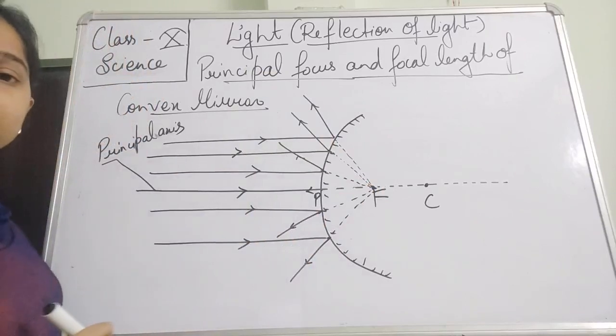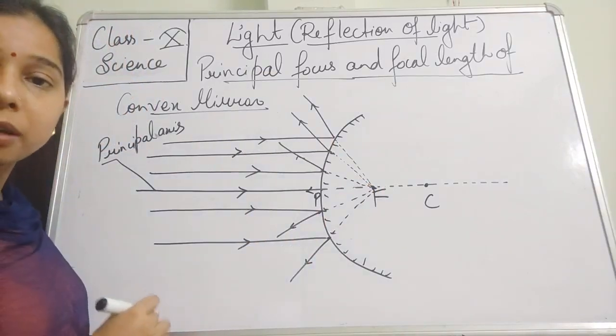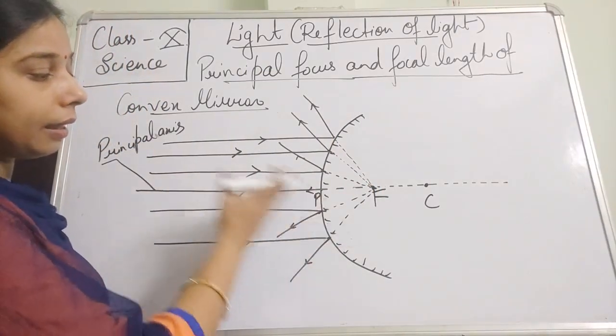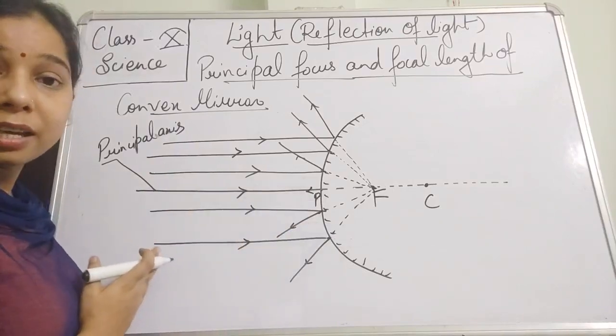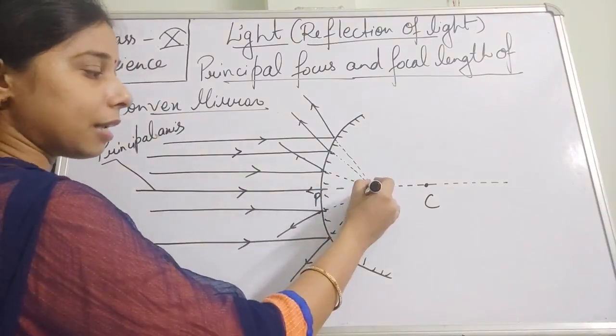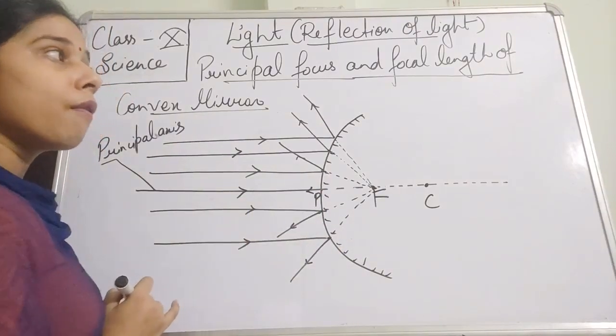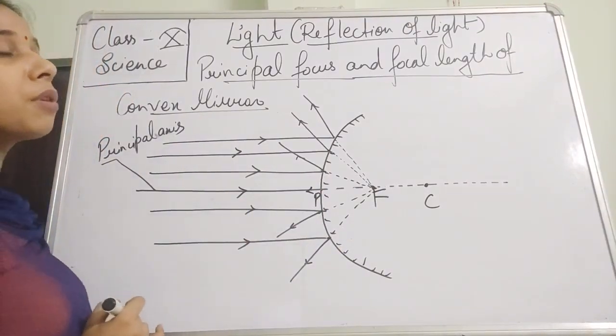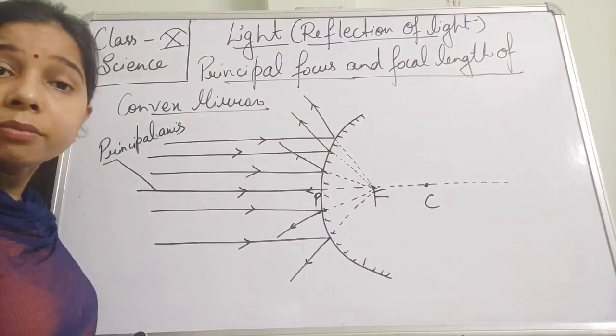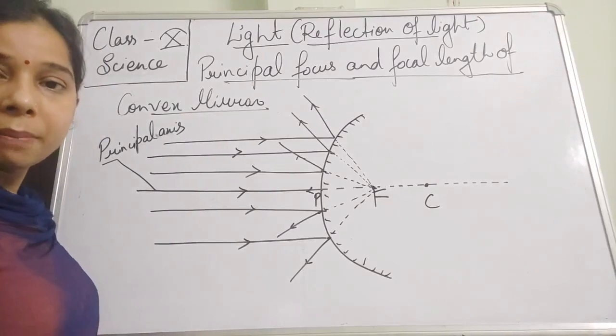So you can see here that the parallel beam of light which is coming gets diverged in different directions. Somewhere they would meet at a point on the principal axis and form a focus. So this is the principal focus formed in the convex mirror.